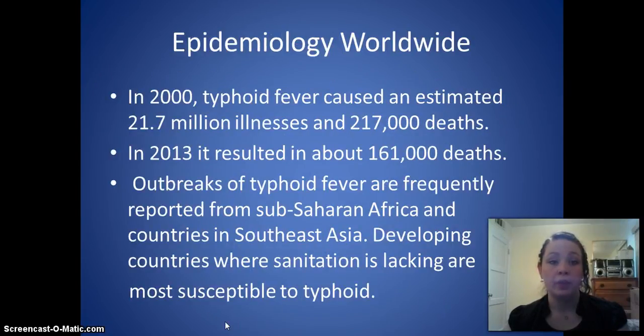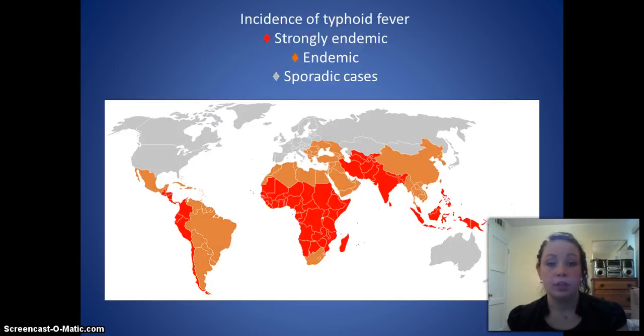Epidemiology worldwide. In 2000, typhoid fever caused an estimated 21.7 million illnesses and 217,000 deaths. In 2013, it resulted in about 161,000 deaths. Outbreaks of typhoid fever are frequently reported from sub-Saharan Africa and countries in Southeast Asia. Developing countries where sanitation is lacking are most susceptible to typhoid. This map shows incidence of typhoid fever globally. The red countries are where it is strongly endemic, orange is endemic, and the gray countries are where there are just sporadic cases, as in the US.